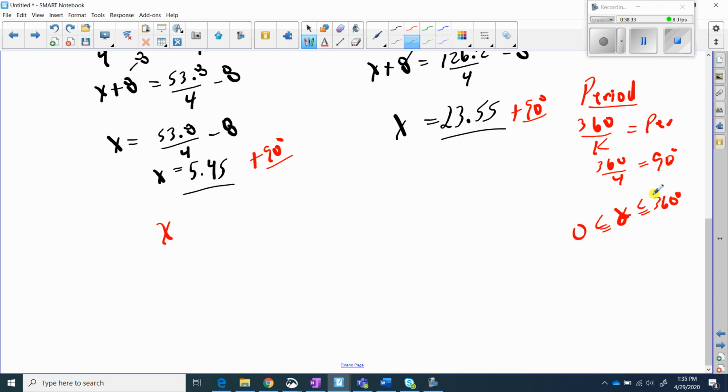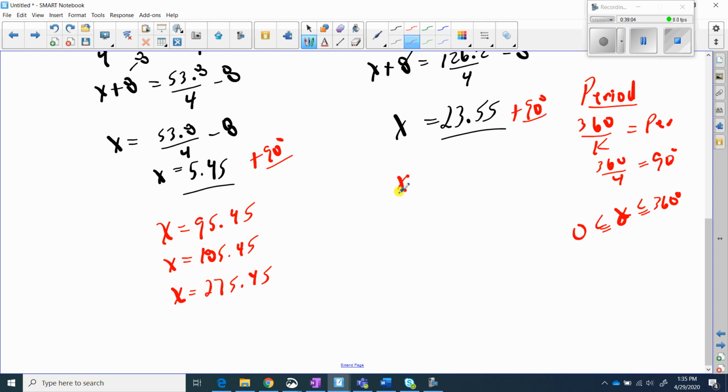So 5.45 plus 90, that's 95.45. Add another 90 to that, that's 185.45. Add another 90 to that, and we are at 275.45. If you were to add 90 to that, you'd be at 365.45, which would be more than your upper bound that you're allowed. So that's it. It's those 4 off of that one.